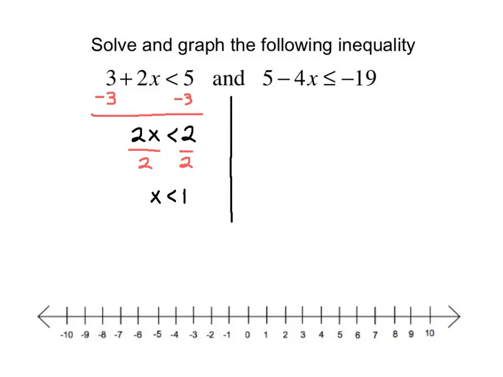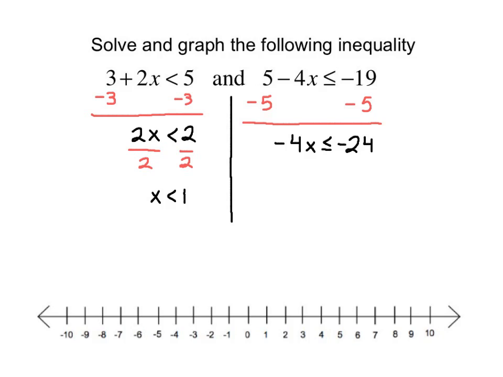So on the right hand side, I have to first deal with the positive 5 before I deal with the multiplication by negative 4. So I'm going to subtract 5 from both sides. This is going to give me the new inequality: negative 4x less than or equal to negative 24. I haven't switched the sign yet because I haven't multiplied or divided by a negative.